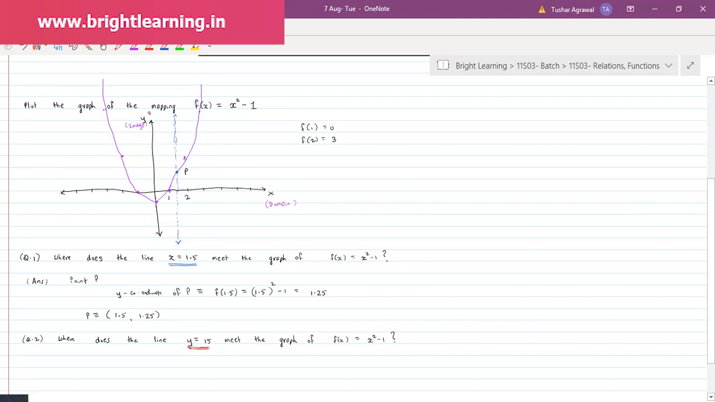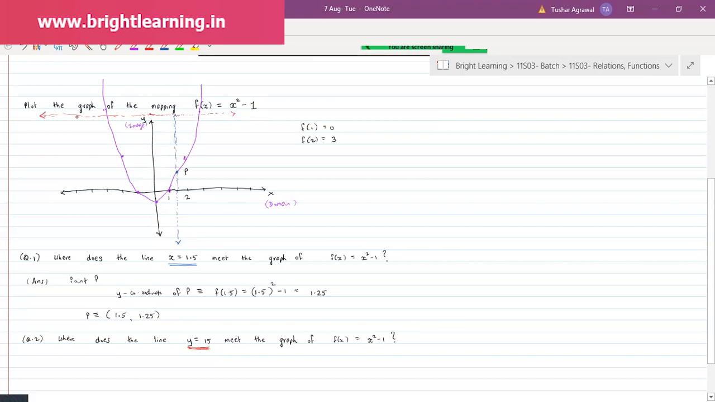Let's say this is the point y equal to 15. Now there is no condition on x. So my line is horizontal. I keep y fixed, but x can be anything. So I can take x equal to 1, x equal to 2, x equal to 3, x equal to minus 1, x equal to minus 2, and so on. So this is my line y equal to 15.